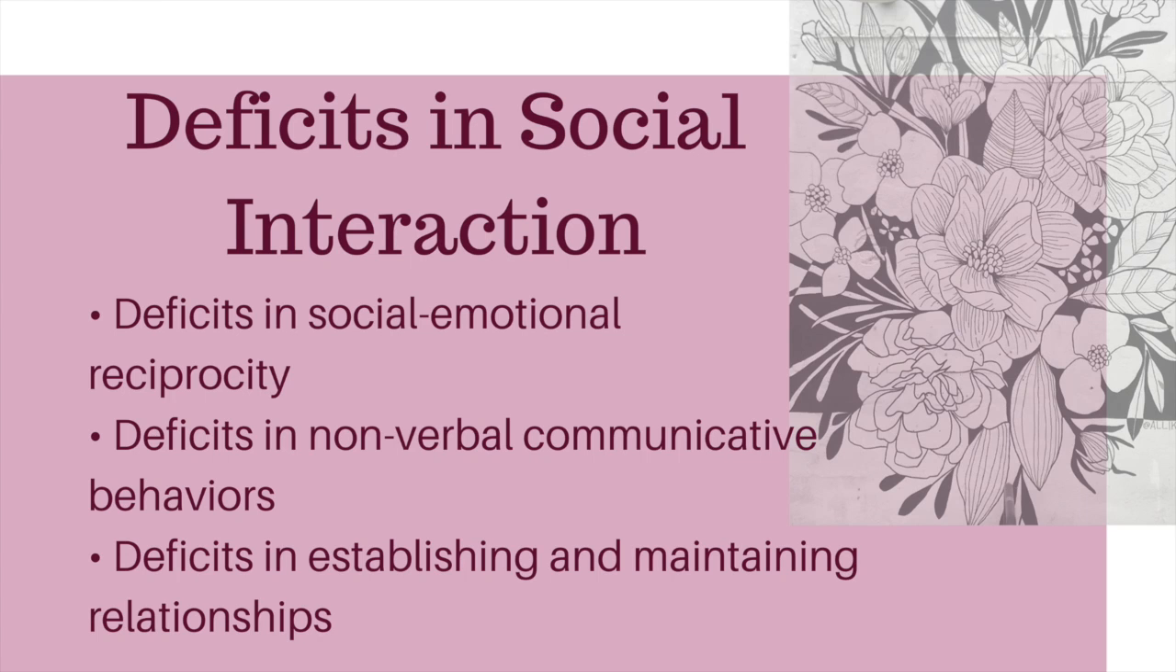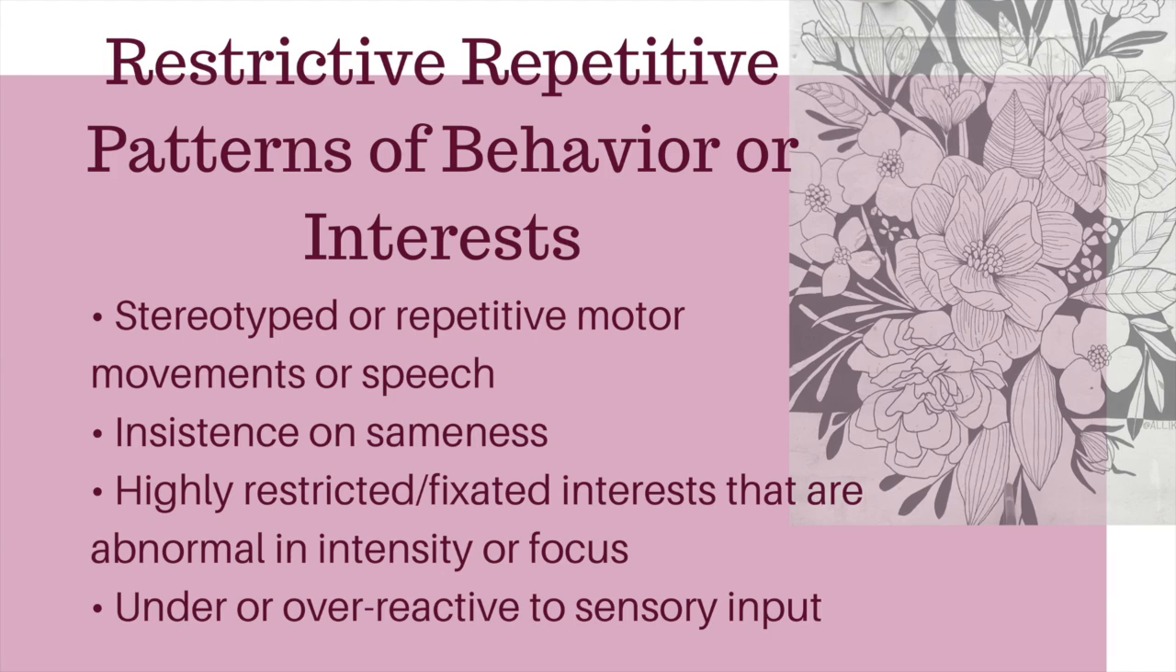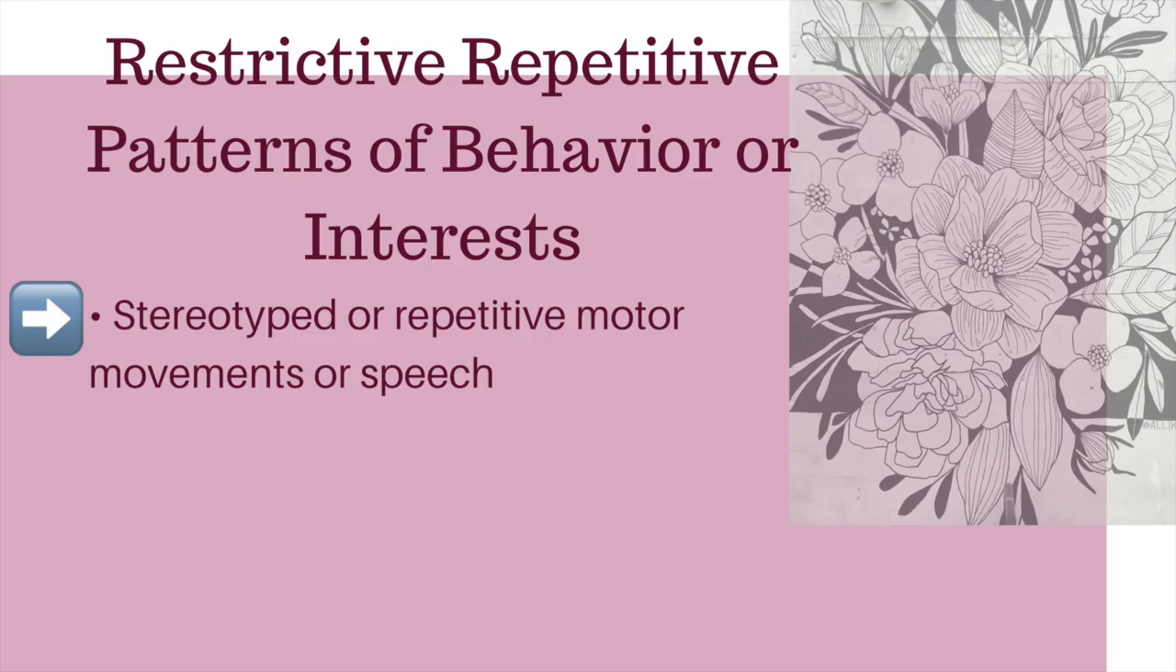That is deficits in social interaction, and the child has to have all 3 of those items that I listed in order to qualify. The second category for the diagnosis is restrictive, repetitive patterns of behavior or interests. And the child must have at least 2 of these items in order to qualify, and there are 4 in this list. Stereotyped or repetitive motor movements or speech. So that's going to be the child that maybe spins around in circles, flaps their hands in front of their face, any of these repetitive motions.